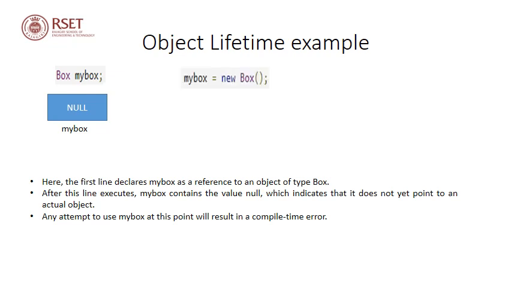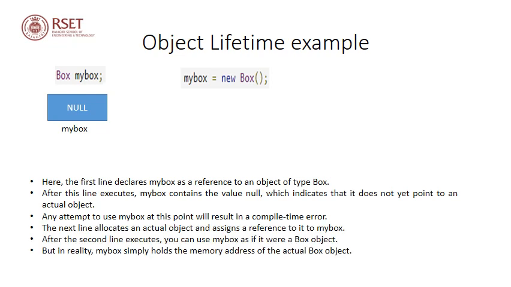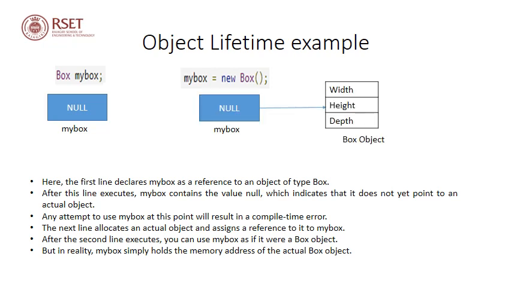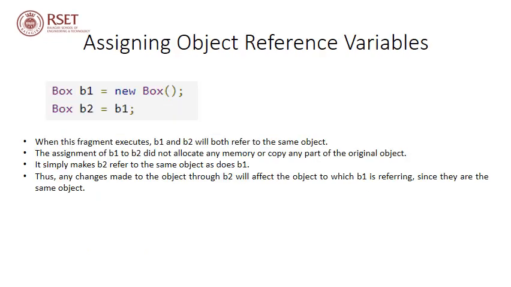Now when we execute the next statement, myBox equal to new box, it allocates an actual object and assigns a reference to it to myBox. After the second line executes, you can use myBox as if it were a box object. But in reality, myBox simply holds the memory address of the actual box object. We have just seen how the new operator dynamically allocates memory for an object.